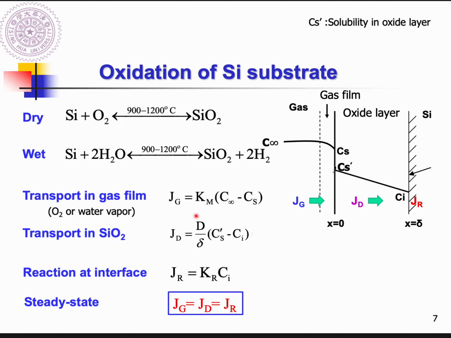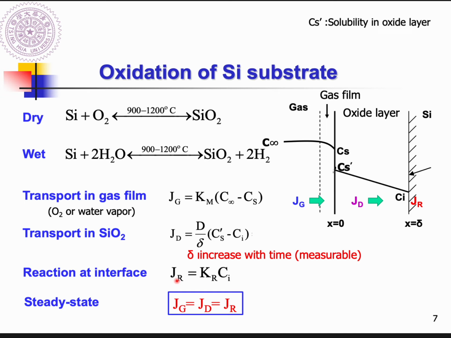Here, why don't we use the transport coefficient Kd to represent this? Because this is not a constant, right? The thickness of the oxide layer is going to increase as a function of time. So it is variable, and we put it here instead of a Kd. And regarding the reaction at the interface, you can write down the rate constant times Ci, the concentration of the reactant, oxygen. When it reaches steady state, this equals this, equals this.